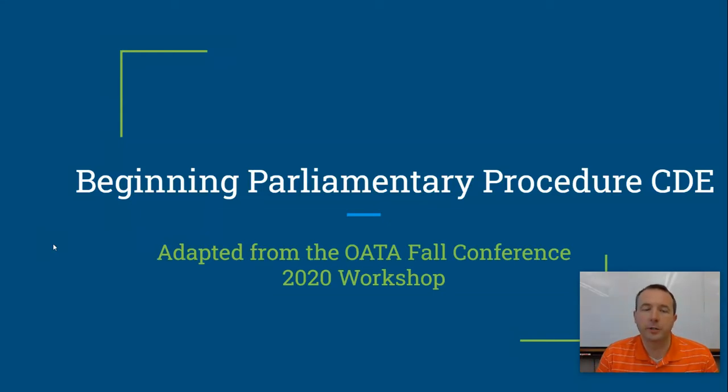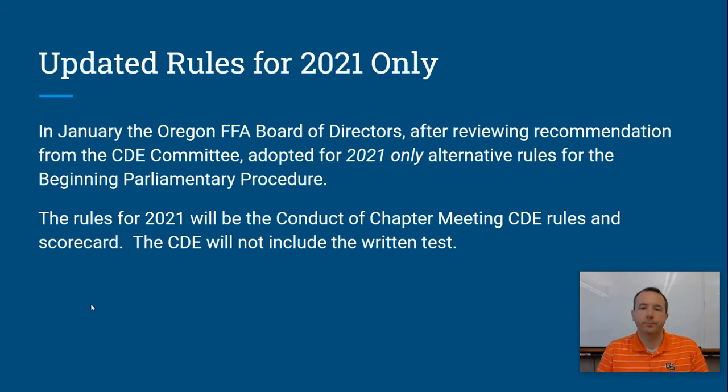Welcome to part two. We're going to talk about the beginning parliamentary procedure CDE for this year and how it's going to work for our 7th, 8th, and 9th graders. Those sorts of rules haven't changed in terms of who's a beginner or anything like that. We're just looking at now with this format activity where one team's competing at a time using the national format of conduct of chapter meeting, what that's going to look like for us.